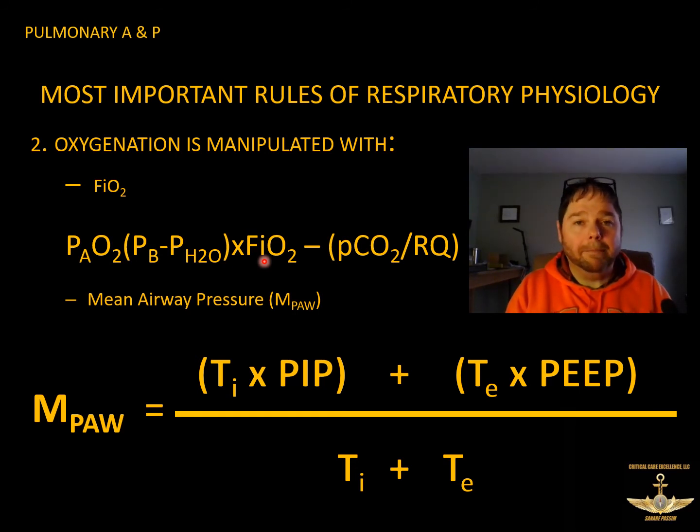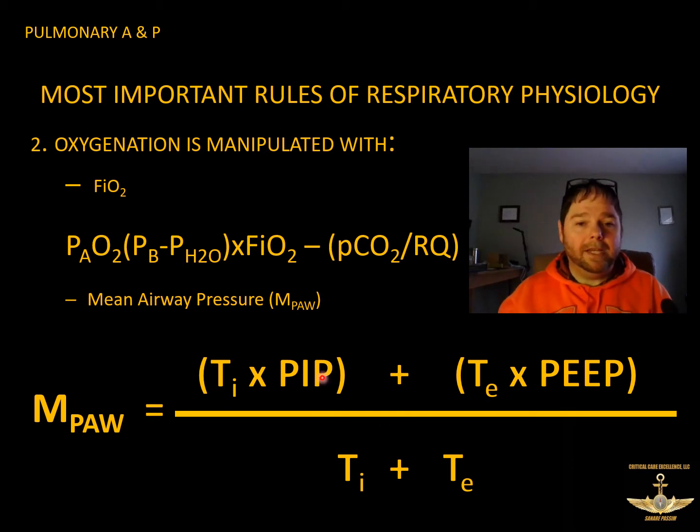So that's where we bring in mean airway pressure. And mean airway pressure is going to be the focus of a lot of what we talk about as we go forward, talking about APRV and inverse ratio ventilation. So our mean airway pressure we calculate with inspiratory time times your peak inspiratory pressure. You add that number to your expiratory time times your PEEP, and you divide all that by your I time and E time added together, which is your total cycle time.